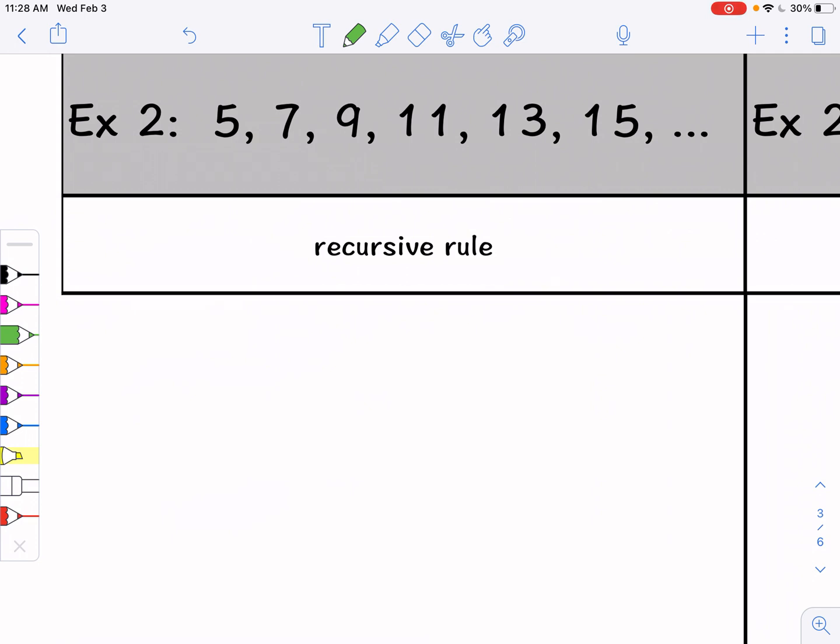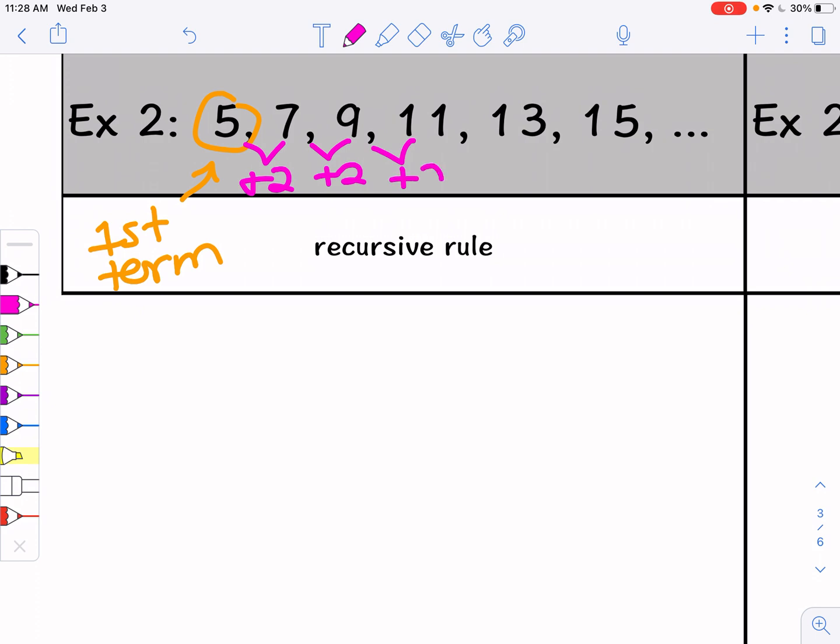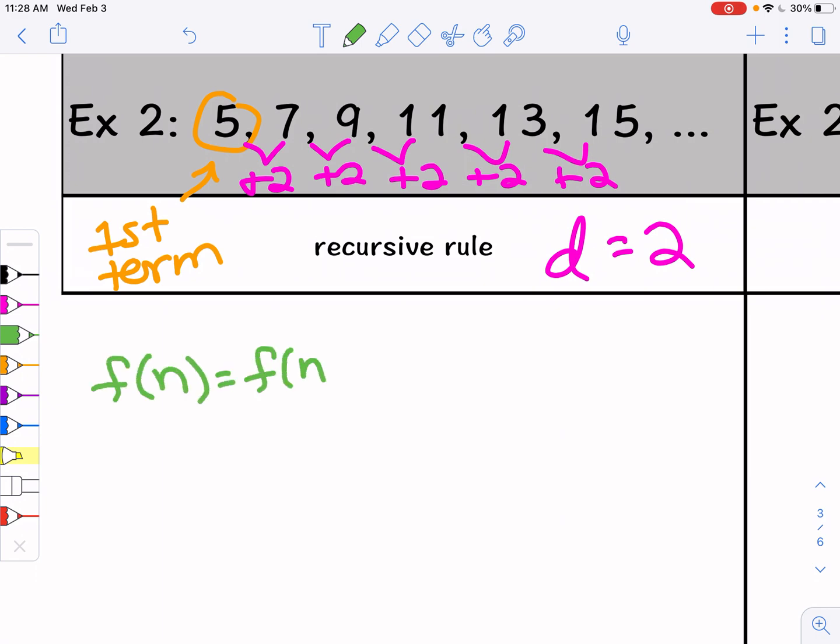So let's take a look at example 2. If we look at this, our first term we know is 5. To go from 5 to 7 to 9 to 11 to 13 to 15, we know we have to add 2 every time. So that is our common difference. So for our recursive rule, I have any term f of n equals the previous term f of n minus 1 plus 2 when the first term equals 5.